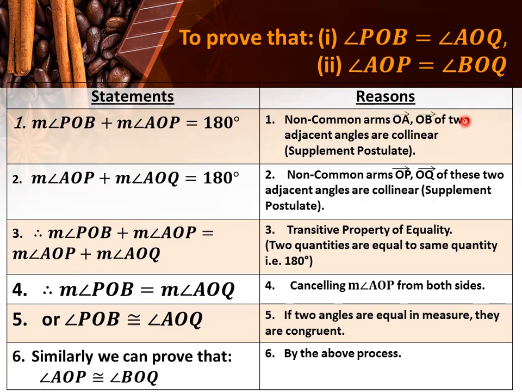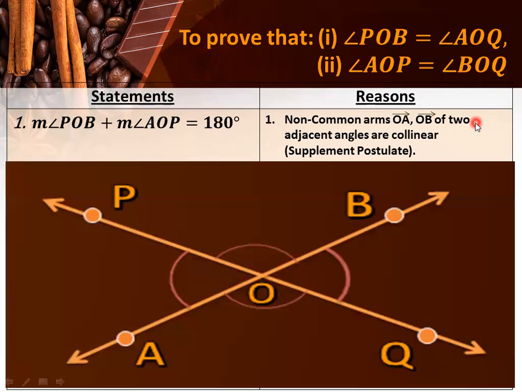Now what you should know, what are these angles? This one, as you can see, is angle POB, and this will be equal to this one, angle AOQ. Similarly, AOP, which one is AOP? This one, AOP, and the next one is BOQ. So you have to prove this, that the vertical pairs are congruent. So for this you will write down the statements and you will provide a specific reason for each statement.